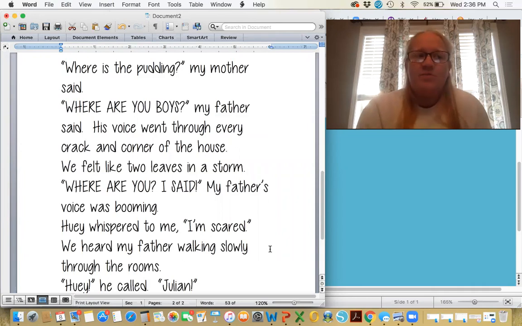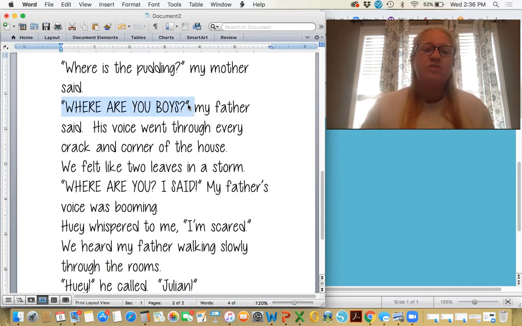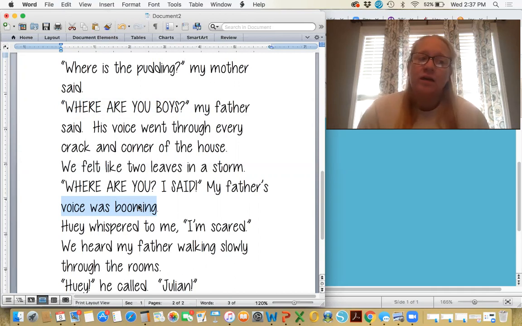So now you can see that we've read it completely differently that time. These signals here are the words in capital letters. If you noticed, I raised my voice because those capital letters told us that the author wanted us to be screaming. We could tell that the father's voice, when it says it went through every crack and corner of the house, was really loud. Or when it said my father's voice was booming, that means it's so loud and maybe he was mad or upset. But we can read all of this with the punctuation and the signals, and the author helps us to realize the feelings and the emphasis that is going on in the stories.